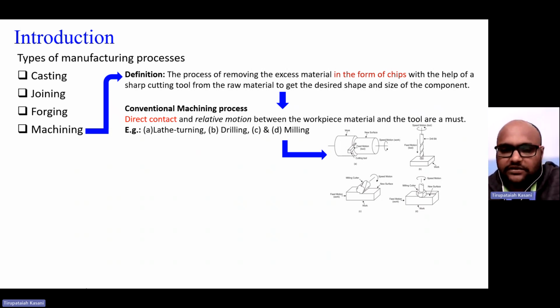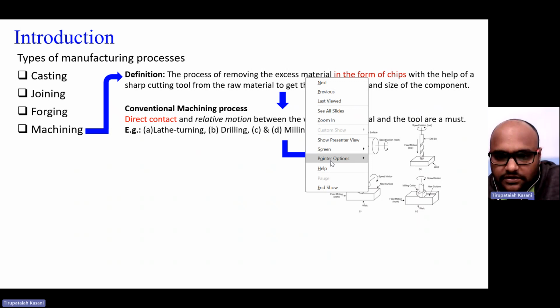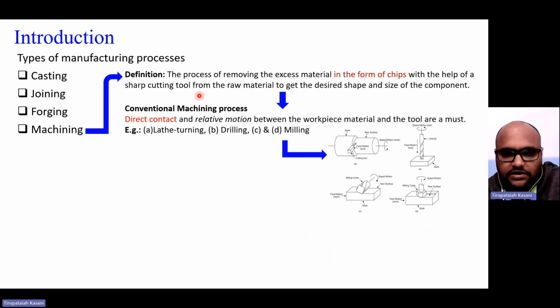If you look at this, let me open this pointer option. This is the laser pointer. For example, this is lathe turning. This is the workpiece, and this is the direction in which the workpiece is rotated after mounting in the 3-jaw or 4-jaw chuck. And this is the cutting tool.